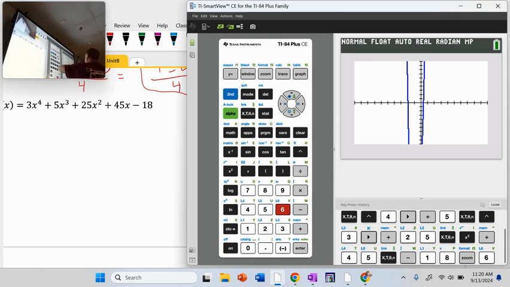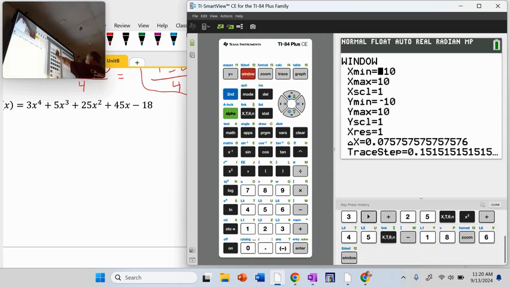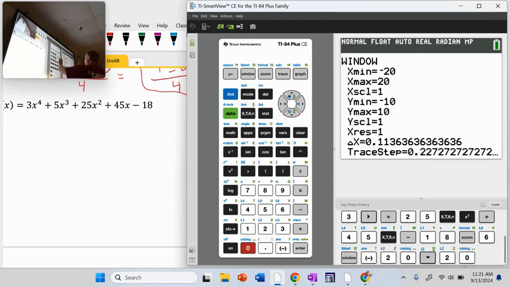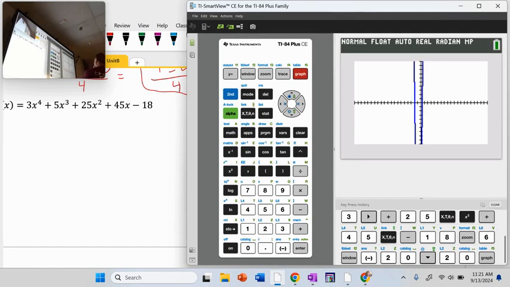So I don't see any double zeros. This is kind of rough. I'm wondering what happens here. I'm going to go to 20 to negative 20. I don't see any others. So that's going to be a fractional one. All right, so then I can go to my P over Q list and find the fractional zeros.